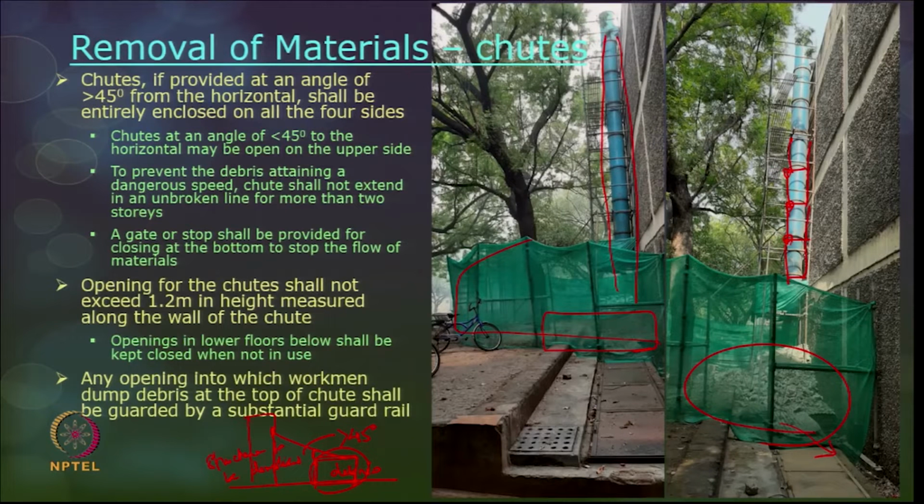So, there should be a gate or a stop provided at certain places, and before the closing of the bottom also, in order to control the movement of debris coming out. Okay, and then it should be removed from the chute and collected accordingly.